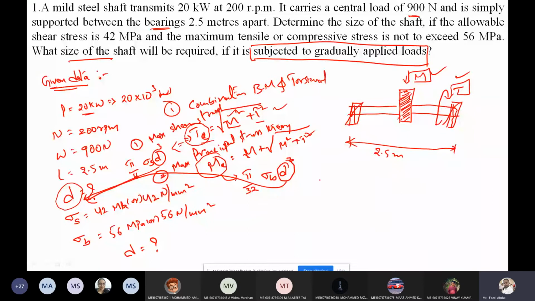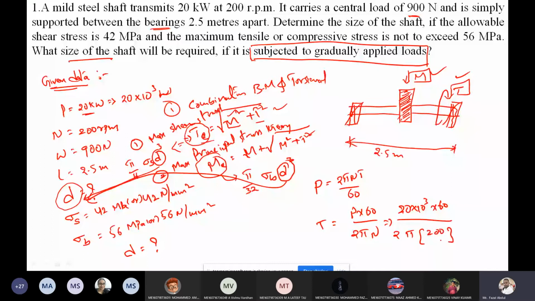Torque we can calculate with the power relation, P is equal to 2 pi n T by 60. So torque T is equal to P into 60 by 2 pi n. The power value is given, 20 into 10 cube, into 60 by 2 pi. The N value is given in the question as 200 rpm. Now what is the answer? Tell me the T value.